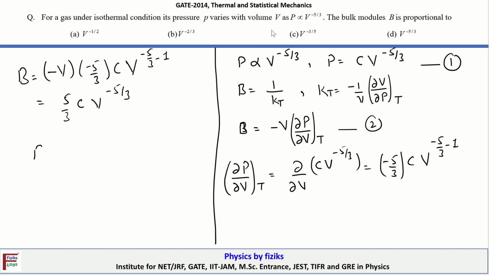So from here we conclude that the bulk modulus of elasticity is proportional to V power minus 5/3. Therefore D is the correct option.